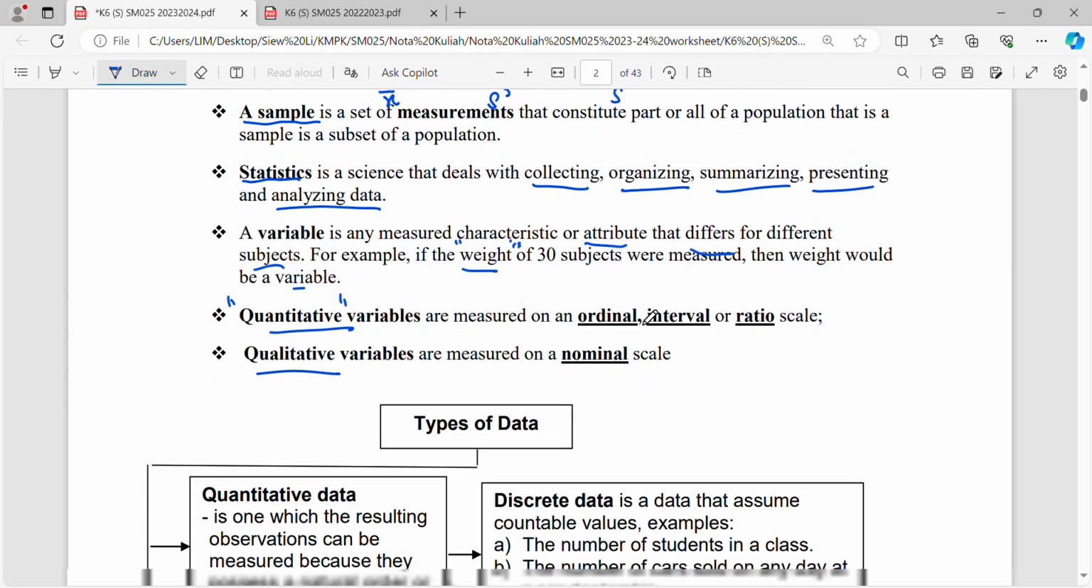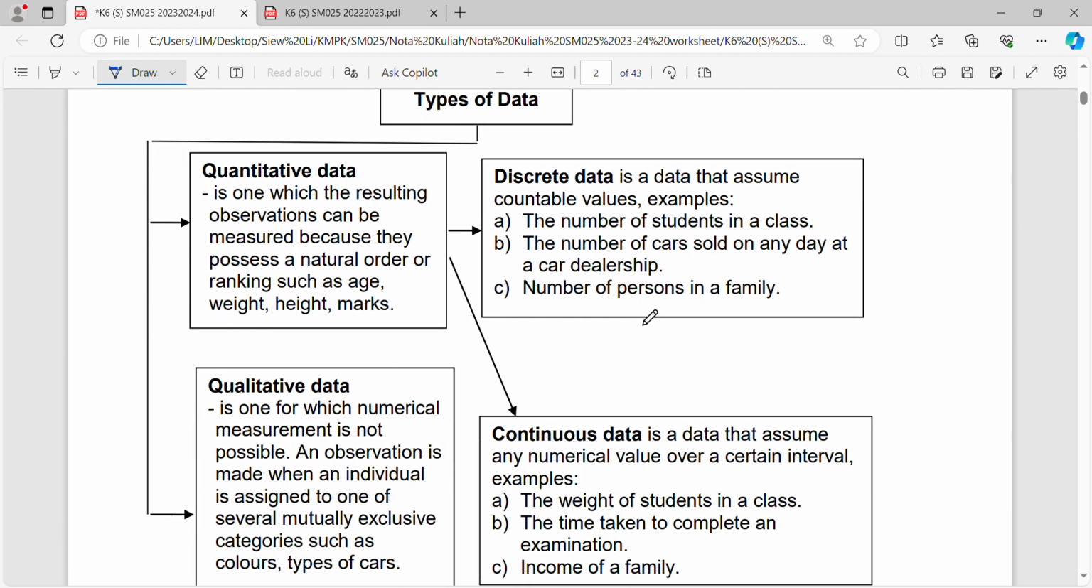So types of your data. When you're dealing with your data, quantitative data is data that can be measured, because it possesses a natural order, like age, weight, height, marks. You can see the numbering. It's very easy to identify, quantity is numbering.